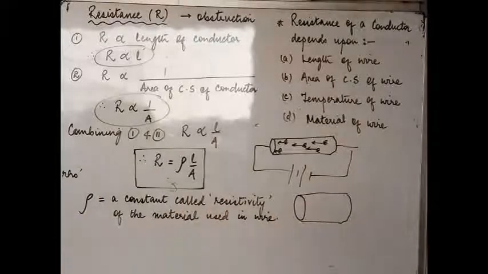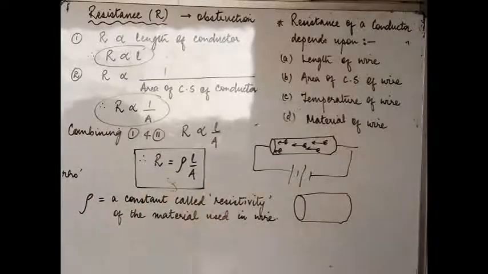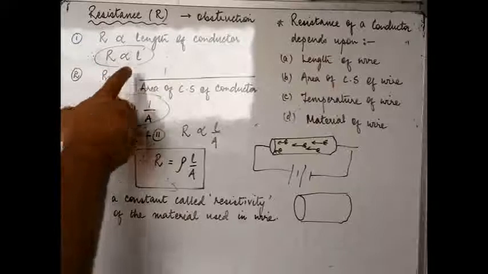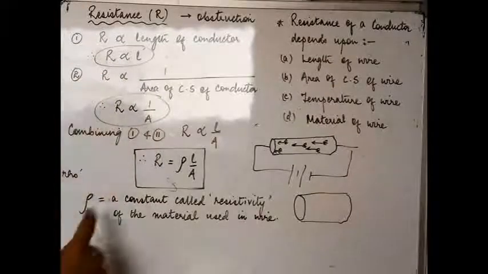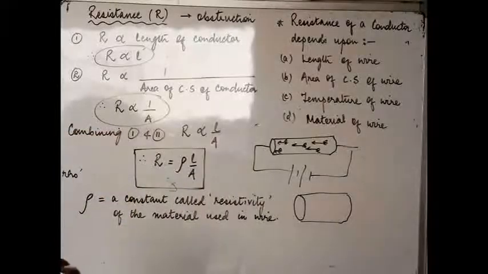Yes, the material is the same, therefore the rho value, or the resistivity value, which by the way is also known as specific resistance, will be the same as long as you are choosing the same material wire. So using these two situations or relationships, we have come to a third formula. If you remember, there was a current formula, a potential difference formula, a potential formula, and now we have come to the resistance formula. R is equal to rho L upon A.